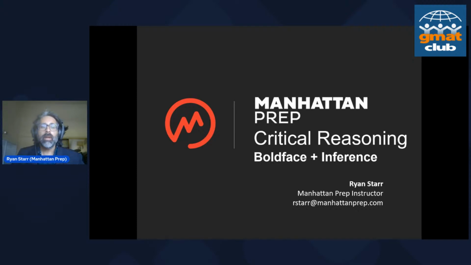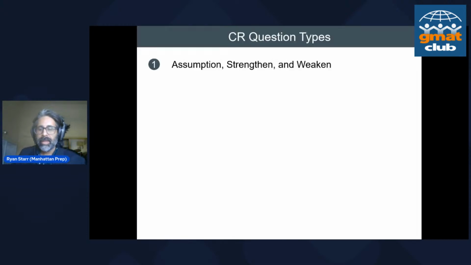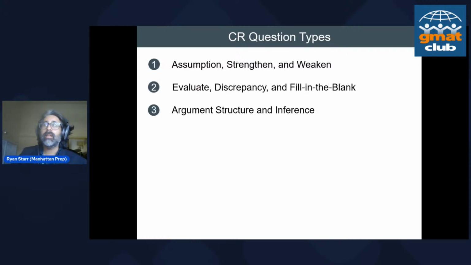All right, so this time we are focusing on boldface questions and inference questions. In the previous ones, we saw assumption, strengthen, and weaken, and evaluate, discrepancy, and fill in the blank. So if you're looking at those other two links, these first two things are the things you are going to see in those links. Today, argument structure, aka boldface questions, and inference or draw conclusion questions. These two just happen to have different names for the same thing.